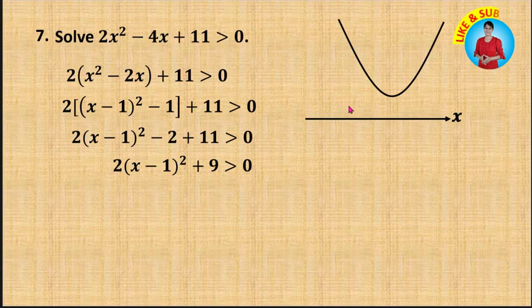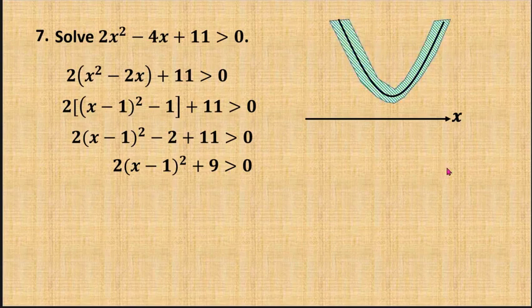Next, I need to mark the region according to the inequality. Since the inequality is greater than 0, then I should mark the region of the graph which is above the x-axis. Notice that the whole graph is above the x-axis, which means that I need to mark the entire graph. In other words, all the values of x satisfy the inequality. So therefore, the solution is all the values of x where x is a real number.